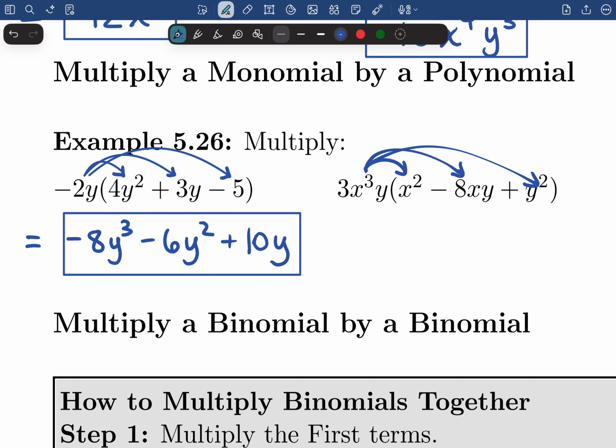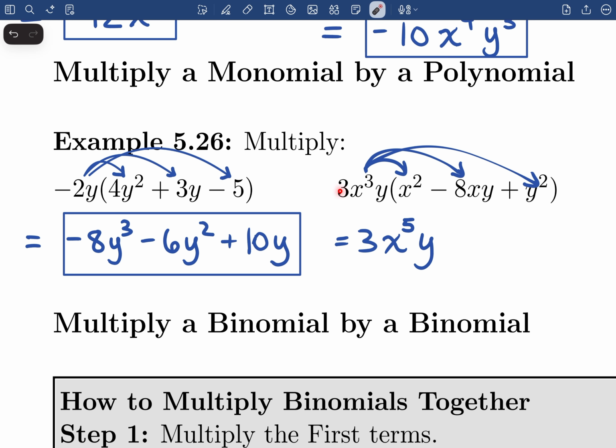All right? So when I see this, I jump into it and I say, well, I've got 3, and x cubed times x squared gives me x to the 3 plus 2. I'm adding the exponents together. 3 plus 2 gives me an exponent of 5. And I still have the y, right? So I had the 3 coefficient. There was no other coefficient here. I see x cubed times x squared. I got x to the 5th. And I see this y. It's still there. Let's move on.